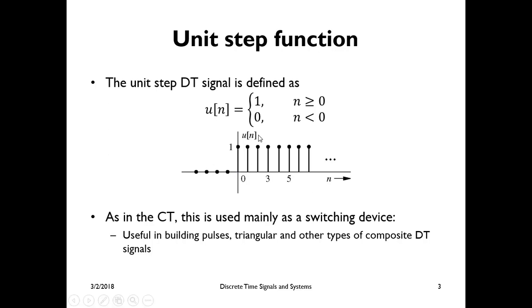If we multiply a signal with u of n, then that means we're starting our signal at time n equal to 0, but we can also start our signal at any arbitrary time by simply shifting our unit step function.